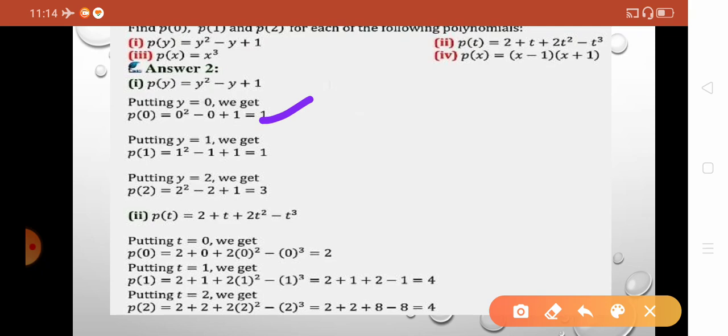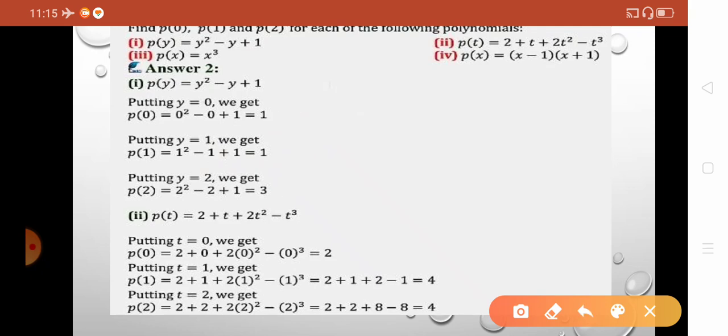So putting the value of y is equal to 1, we will get 1 square minus 1 plus 1. So this minus 1 and plus 1 get cancelled and we will be left with plus 1 again. Putting y is equal to 2, we will get the value as 2 square minus 2 plus 1 and the answer comes out to be 3.